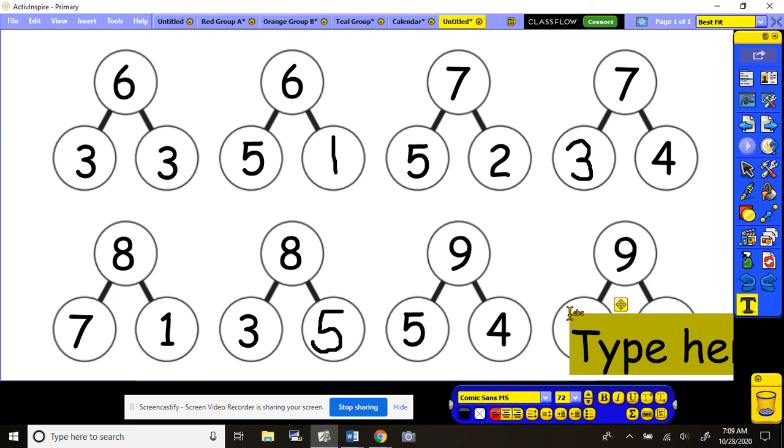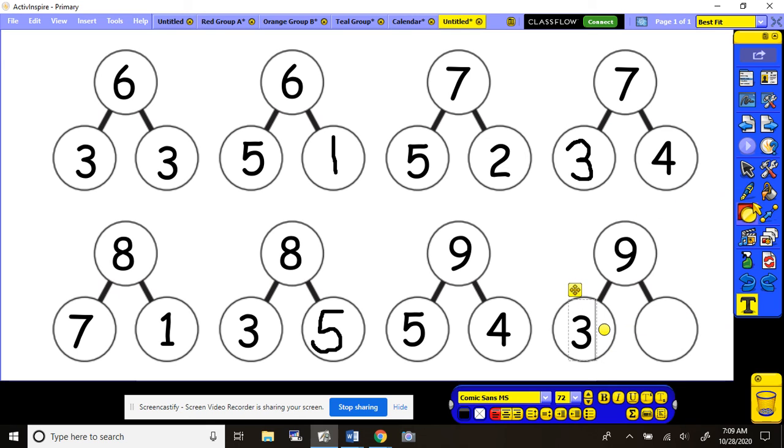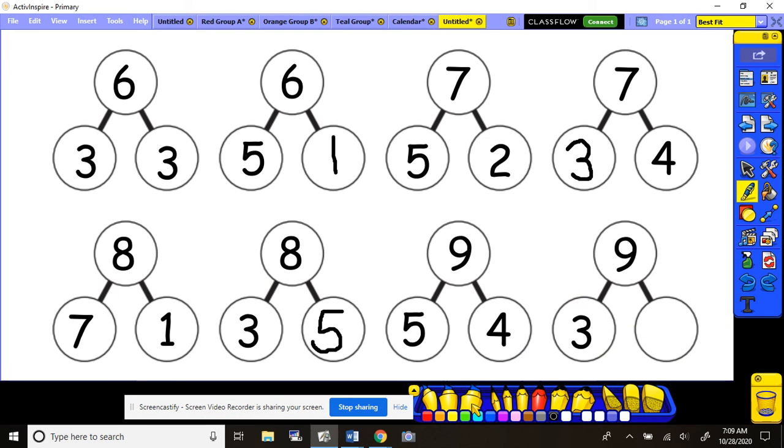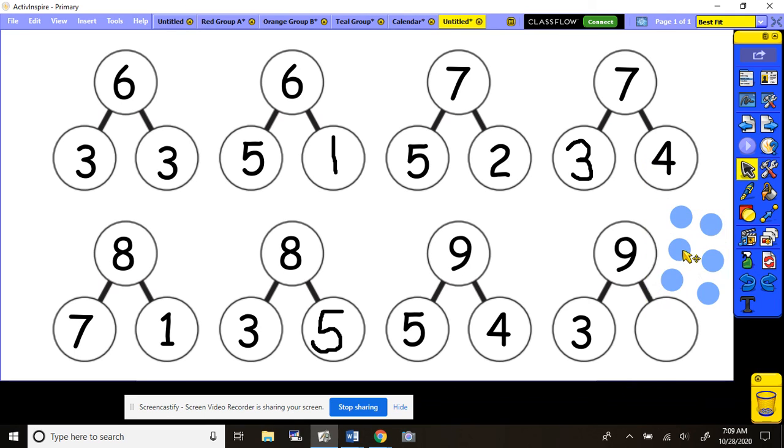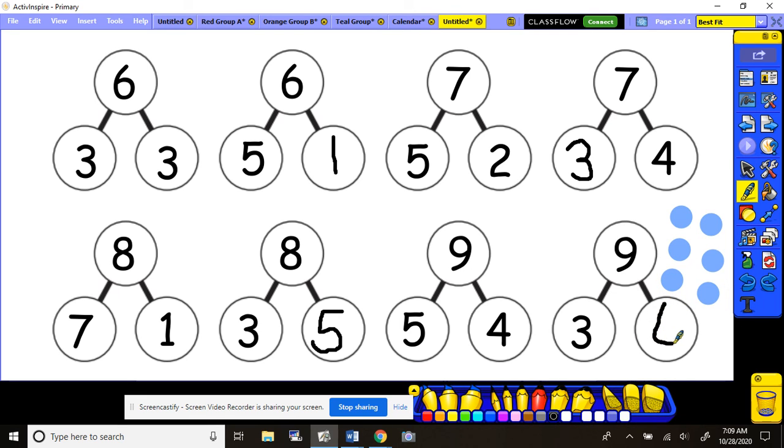If I start with 3, what will my other part be? If one of my parts is 3, what will the other part be to make the whole 9? So I can do 3, 4, 5, 6, 7, 8, 9. That gives me 1, 2, 3, 4, 5, 6. So my other part is 6. So you could have done 3 and 6 or 6 and 3. Maybe you did 7 and 2 or 2 and 7. You could have done 8 and 1 or 1 and 8. And you could have done 9 and 0 or 0 and 9.